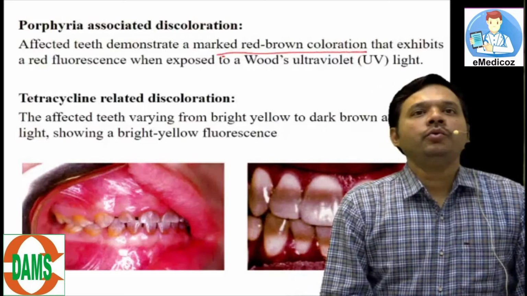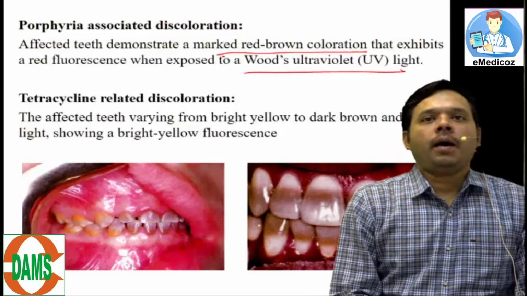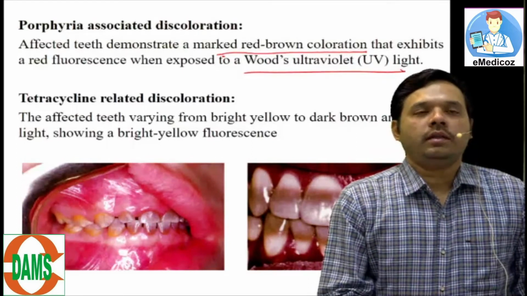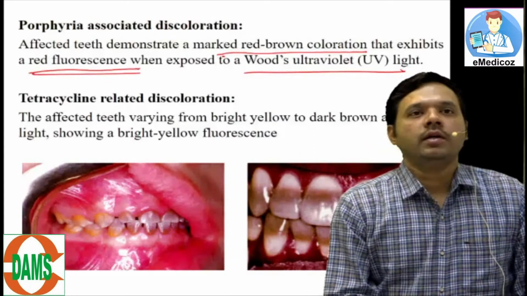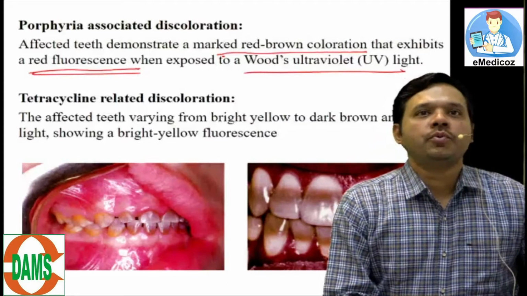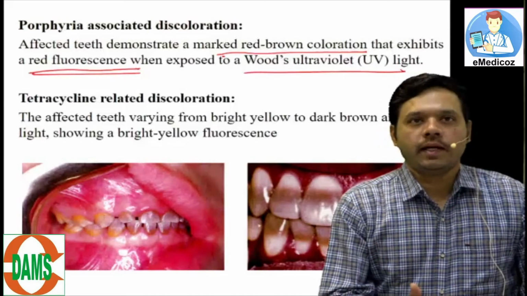And whenever you use a Wood's light, which is a source of UV light, if you apply this Wood's light on the teeth, there will be a fluorescence. That fluorescence will be red fluorescence. So this is a very characteristic feature: reddish brown discoloration of the teeth which shows red fluorescence when exposed to UV light. Your source of UV light is Wood's light, for example.